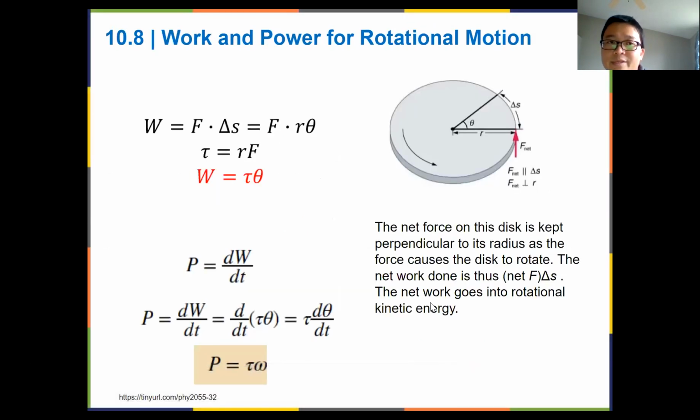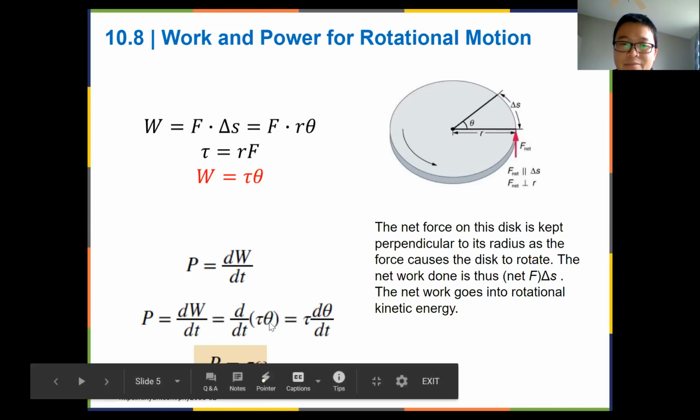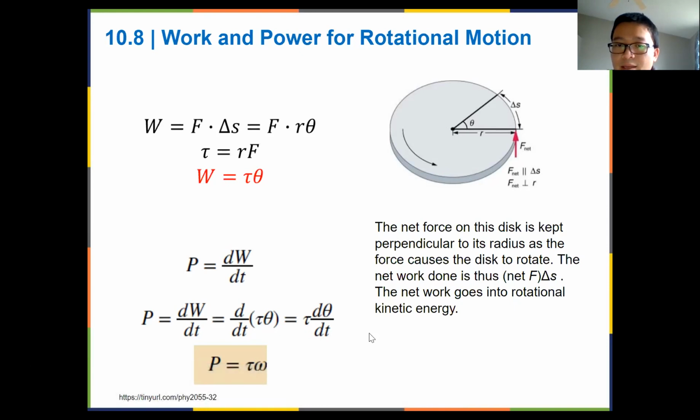All right, and then we talk about work and power for rotational motion. Similar to what we have in linear motion, work done in a rotational motion is equal to torque times the angular displacement, okay? And then the power will be the time derivative of the work, or equals tau times omega after the derivation if tau is constant, okay? So that's the case there.